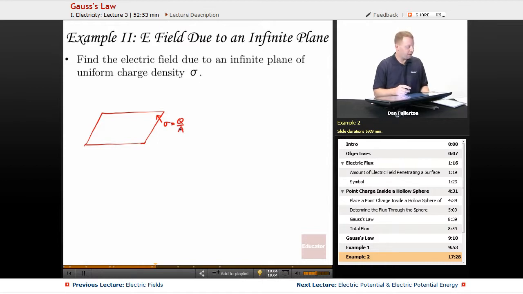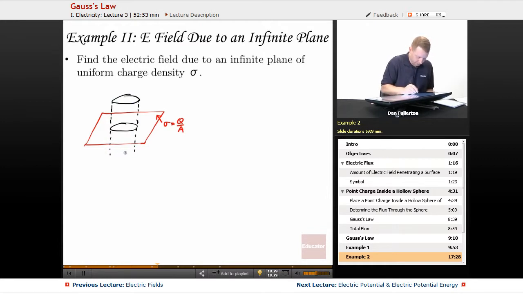To choose our Gaussian surface, we have to be smart about this, and having done these sorts of things before, I know that a good way to do this is to pick a cylinder. Think of it almost as a soda can, centered on that plane. There's the top, and it also extends by the same amount underneath. So there's our Gaussian surface, a cylinder. And we'll set it so that it is some distance d above and d below that infinite plane.